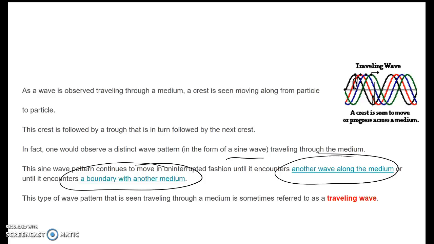Now we've talked about both of those. The wave pattern that is seen traveling through a medium is called a traveling wave. So any wave pattern we see, that sine wave, is called a traveling wave.